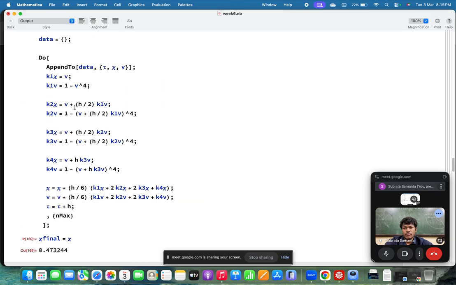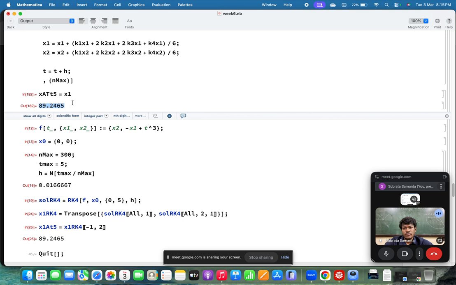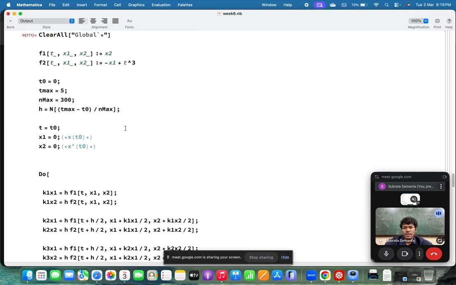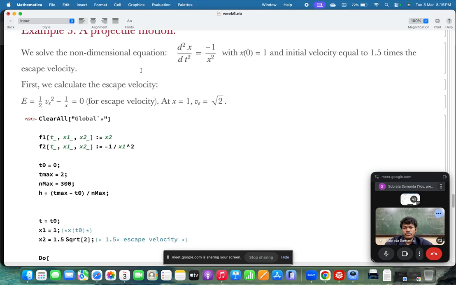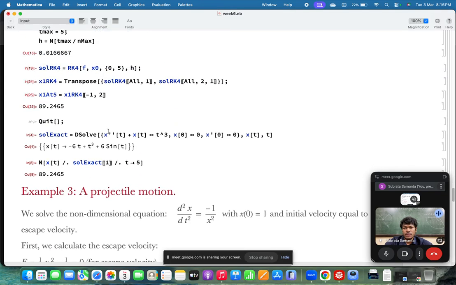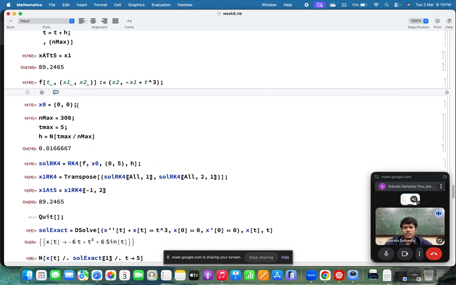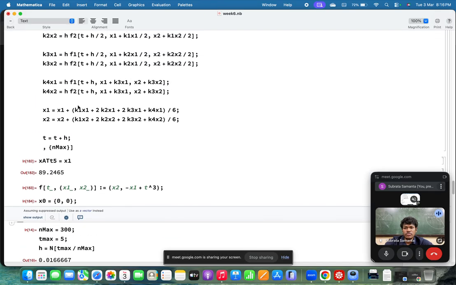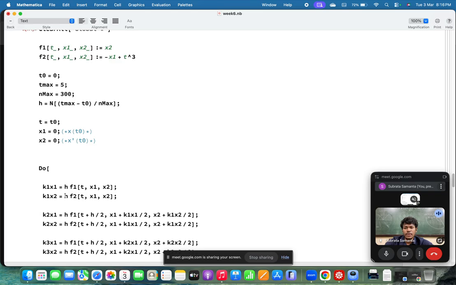You put in matrix form and then define a function. Here the function is x1, x2: the first one is x2, and the second is minus x1 plus t cube. I define the function, and this is my initial condition, 0 0, because the initial conditions are 0 0, the x and v values.